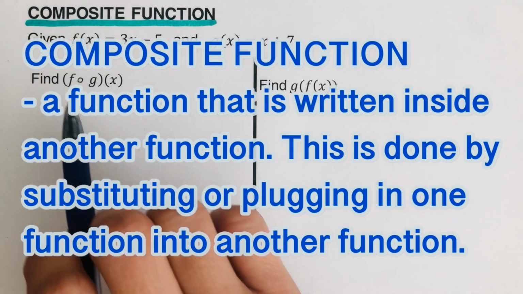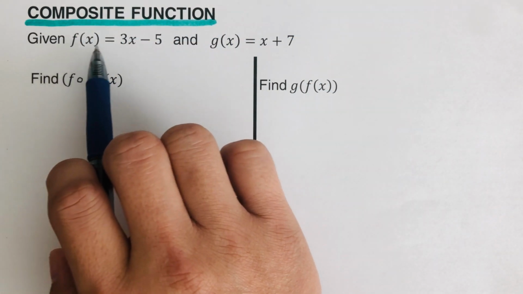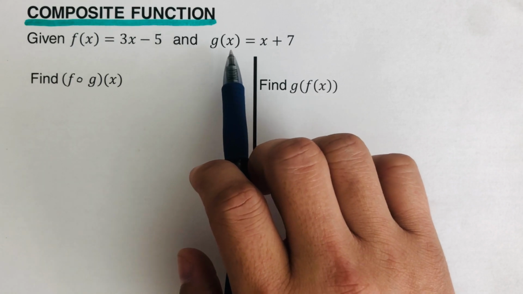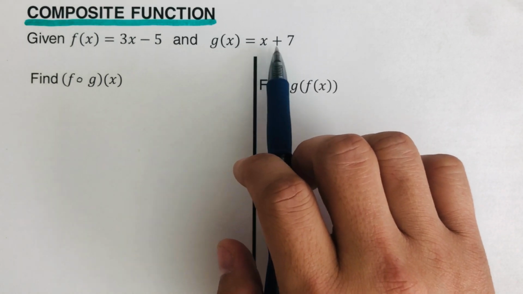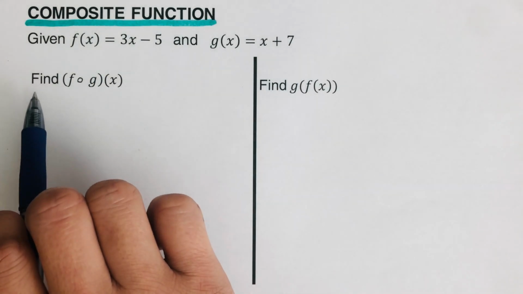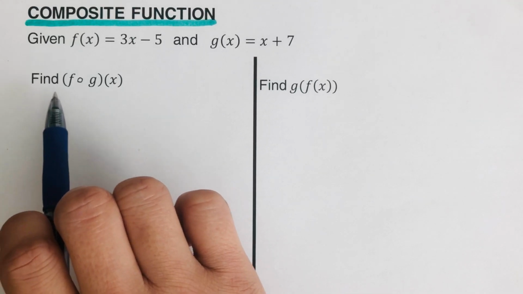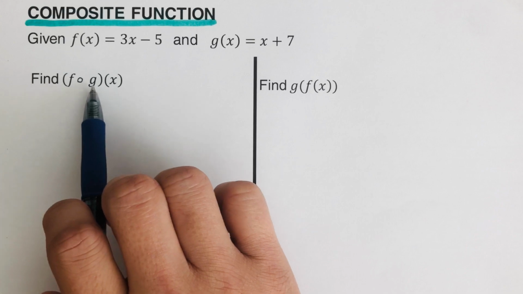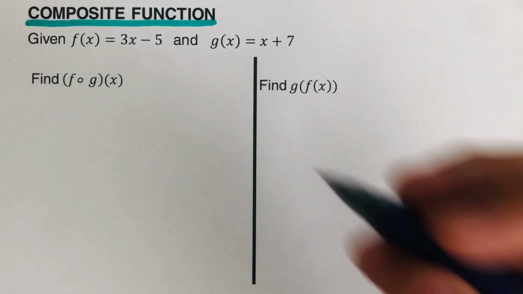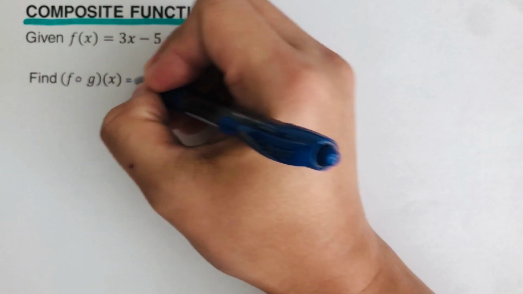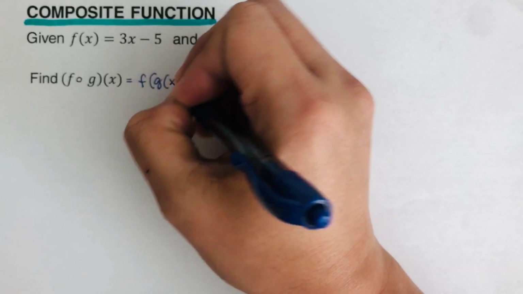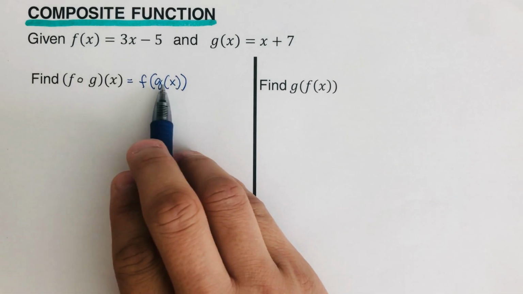So let's take this example right here. We are given f of x is equal to 3x minus 5, and the other function is g of x is equal to x plus 7. For this first example, we are asked to find f of g of x. This is read as f of g of x, and we can also write it as f(g(x)). These two notations are the same.